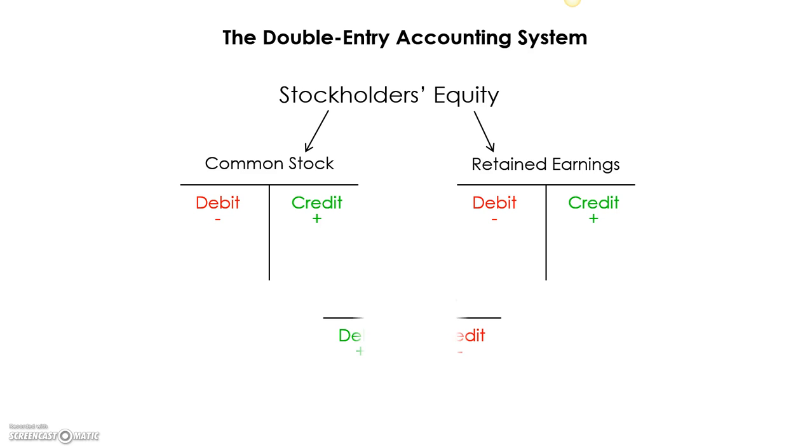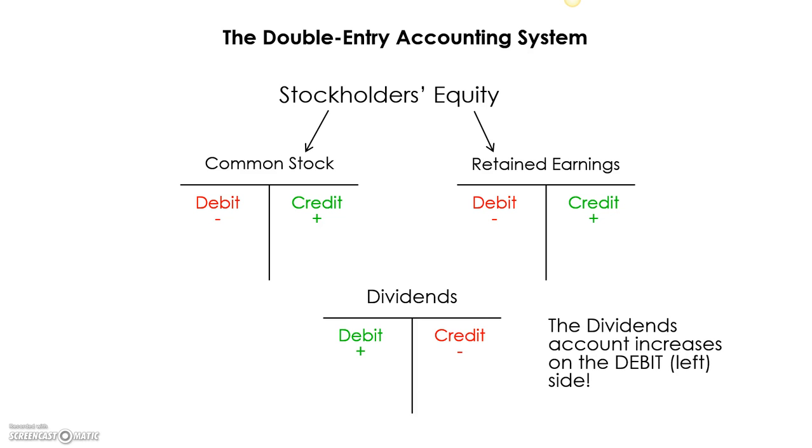Dividends is an outlier. Dividends is something we call a contra equity account, and it works in opposite. Contra meaning opposite, so contra equity would mean that dividends actually increase on the debit left side and therefore decrease on the credit right side.